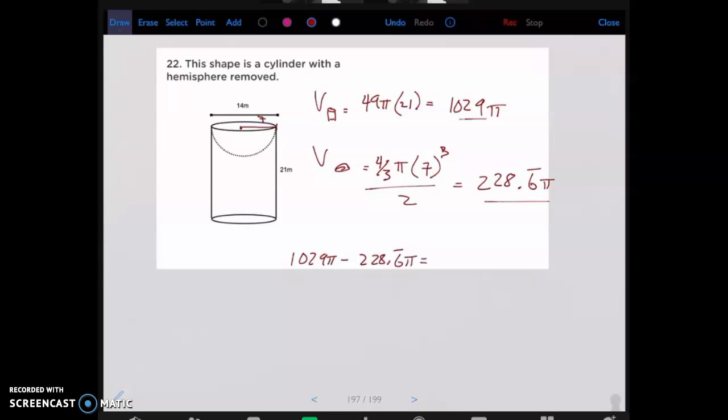800.3. That's a nice, wholesome number. Pi meters cubed. Boom.